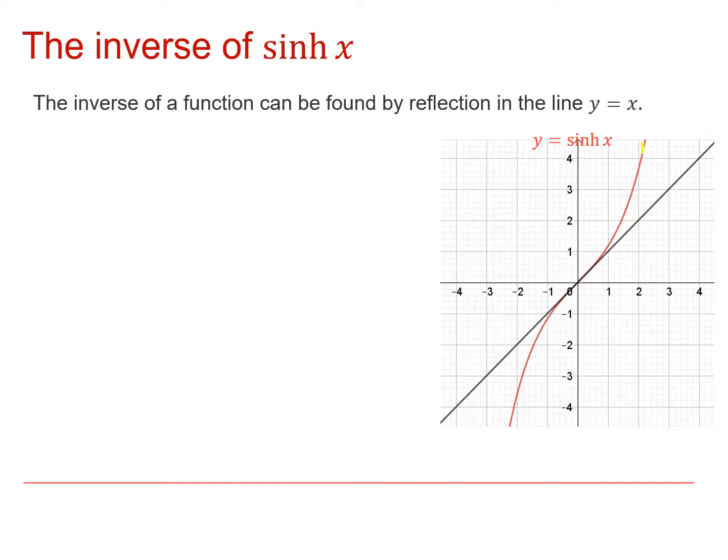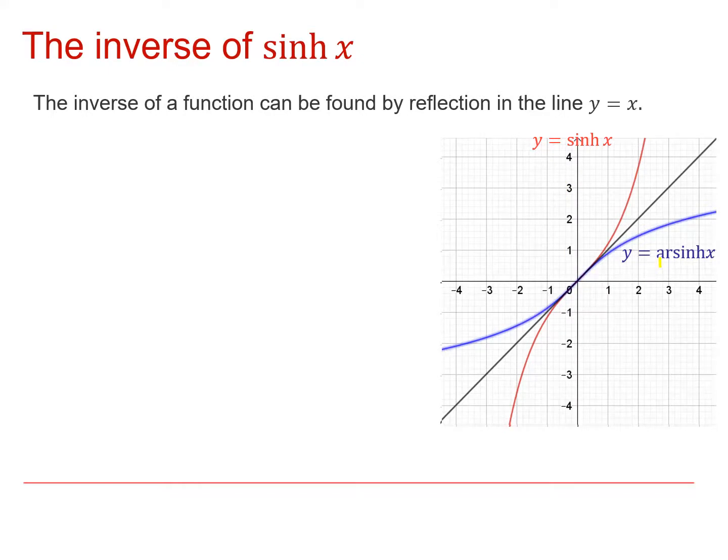We have a look at this graph. I've got a red curve, which is y equals sin x, and the black line is y equals x. If I reflect y equals sin x in y equals x, I get this blue curve, and this is arcsin x, the inverse sin of x.